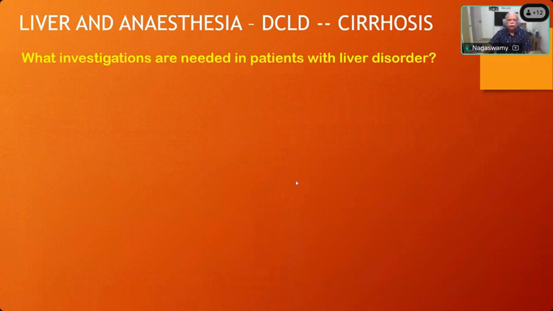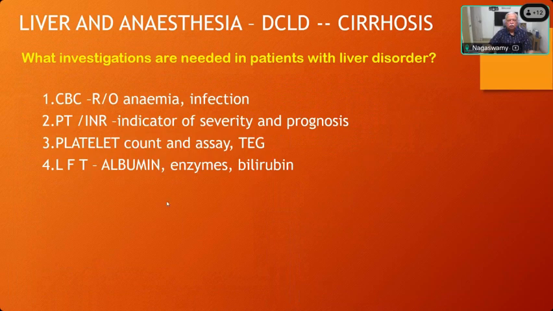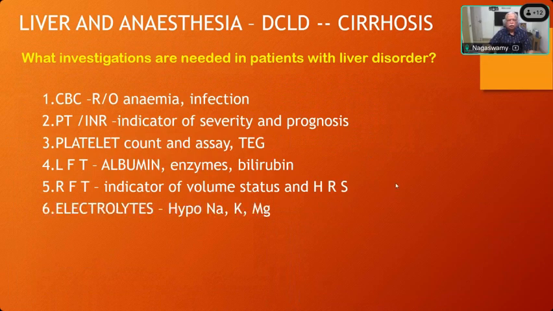Okay? And what investigations are needed? Already you have mentioned CBC to rule out anemia and infection, and PT-INR as an indicator of severity and prognosis, platelet count and thromboelastography to assess the coagulation status. LFT should contain albumin, enzymes, and bilirubin. RFT as an indicator of volume status and hepatorenal syndrome. Electrolytes, mostly they may have hyponatremia, low potassium and low magnesium.